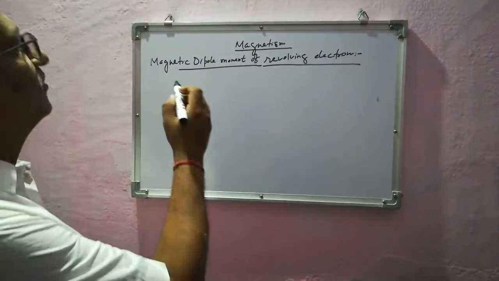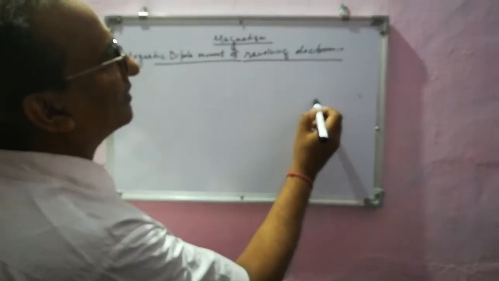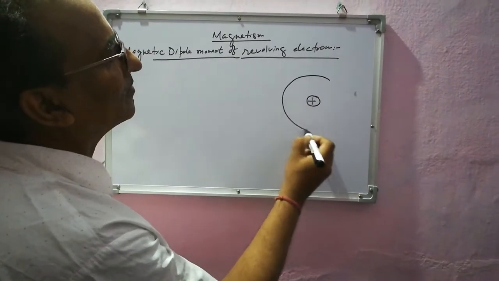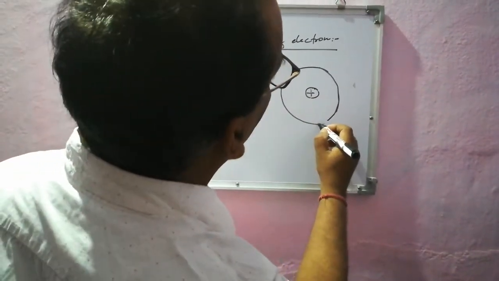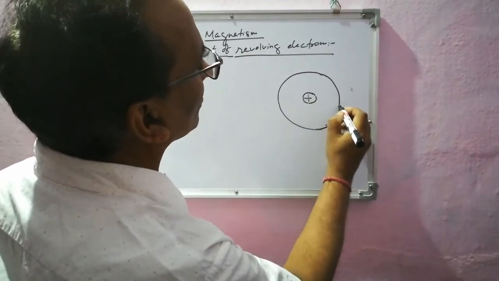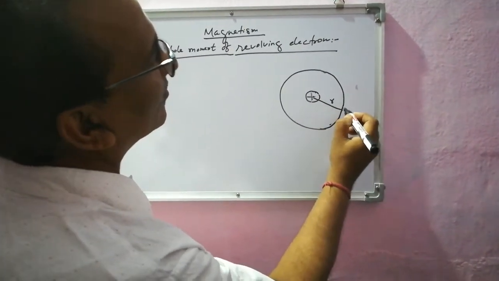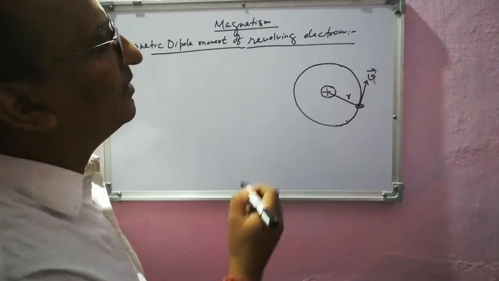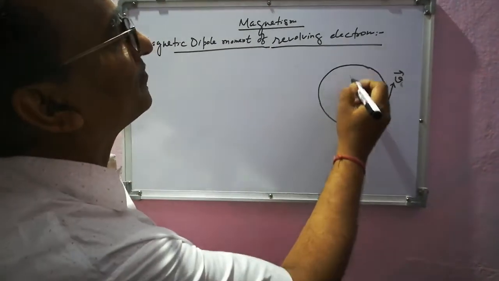First of all, let us derive these expressions. Suppose this is the nucleus of an atom, and an electron is revolving in this orbit. Suppose the radius of the orbit is r. Let this be the radius.